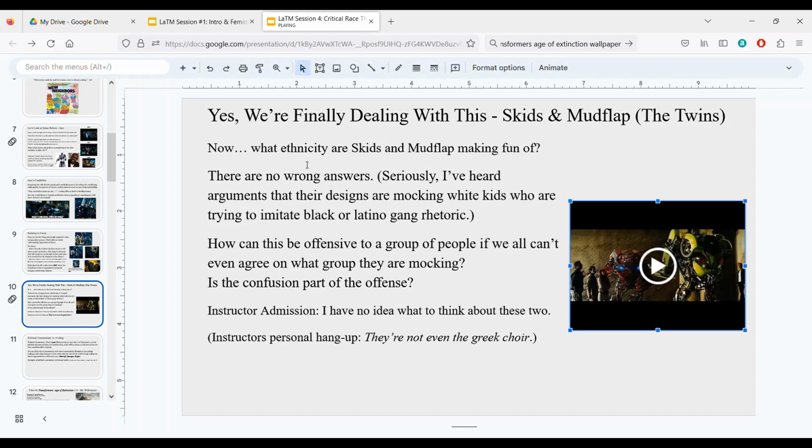All right, Tommy. Now, can I have you read the first two paragraphs? Now, what ethnicity are Skids and Mudflap making fun of? There are no wrong answers. Seriously, I've heard arguments that their designs are marking what kids are who are trying to imitate Black or Latino gang rhetoric. Yeah, that's SpongeBob making a Latino reference, making a Latino accent.